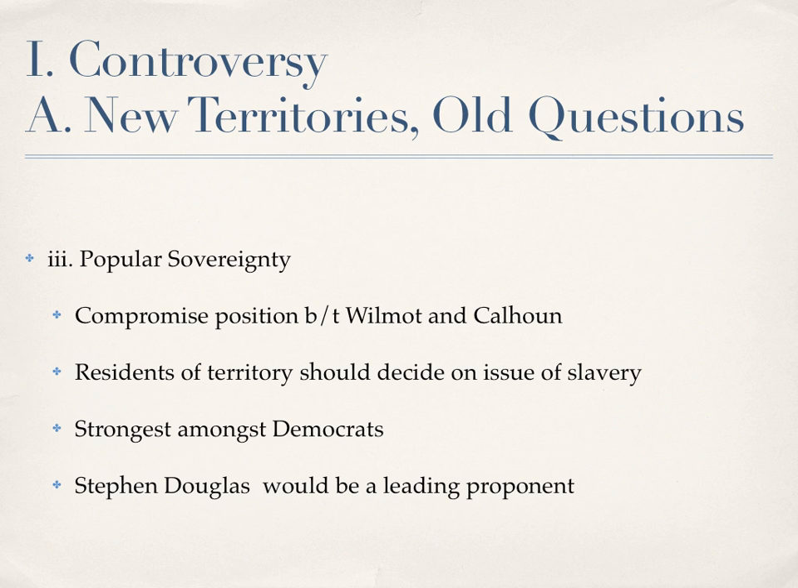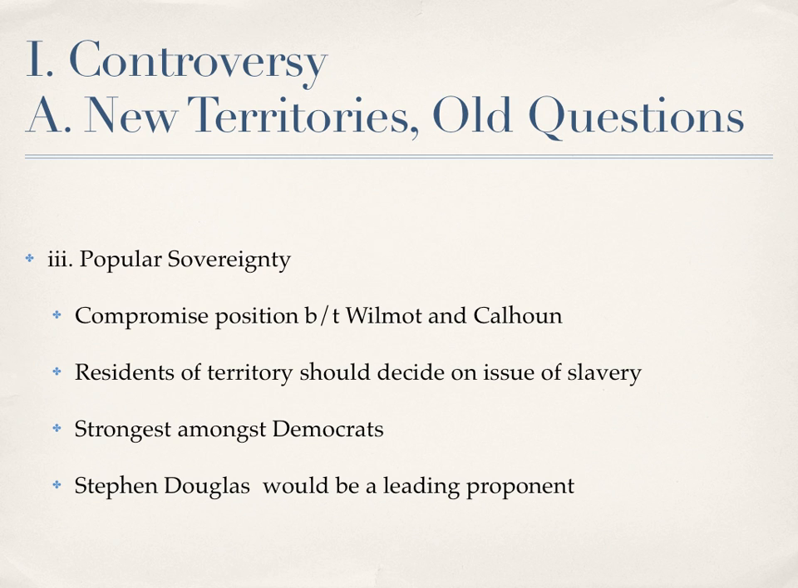Okay, so there's a compromise position between the Wilmot Proviso and the Calhoun Resolutions. And this goes back to popular sovereignty, which we've talked about before when we talked about the drafting of the Constitution. This is just a little different. Pretty much this says that each territory should decide on its own whether or not to allow slavery. So the people that live in the territory could vote on the issue of slavery. They wouldn't have to wait to become a state to make that decision.